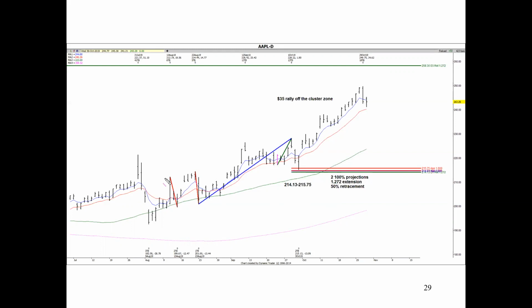But what we had here in Apple was a prior decline of 12.47, another decline of 13.44, and we projected both of those from that high. It also just happened to overlap a 50% retracement of this swing and a 127.2 extension of this low to this high. Okay, so it gave you a cluster of 214.13 to 215.75. Actual low was made at 215.13. It triggered entries on the 15-minute chart, 30-minute chart, and all that good stuff. And the rally off of, again, a cluster here was just about $35.